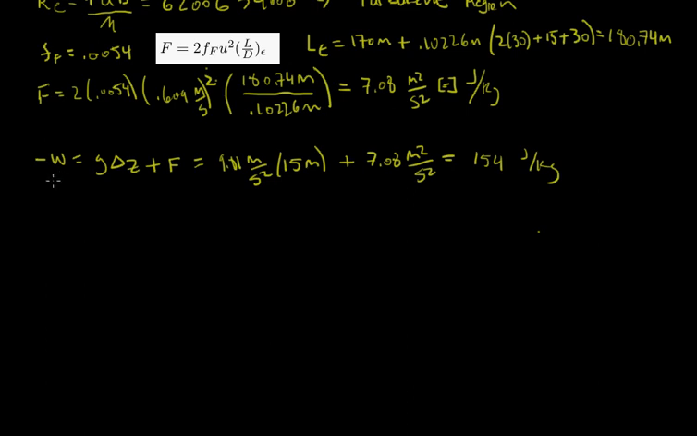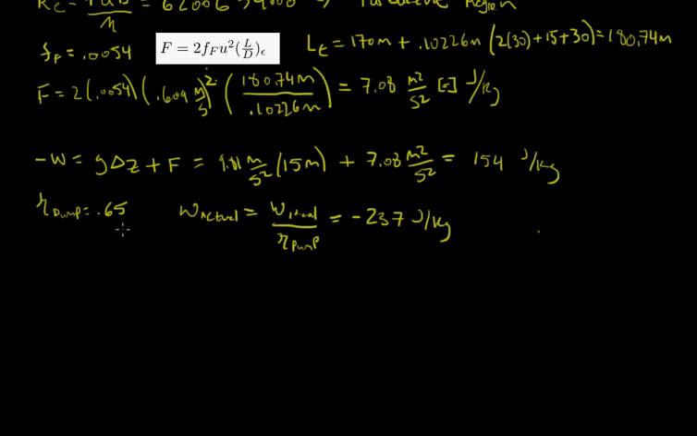So what we just calculated was the ideal work, and we're told in the problem statement what the pump efficiency is, and that is 65%. We're told that the pump is 65% efficient, so this is the ideal number. So if we wanted to know what the actual work is, what we do is you take the ideal and we divide by the pump efficiency. So if we do that, what we get is an actual work of negative 237 joules per kilogram. So we're not quite done yet.